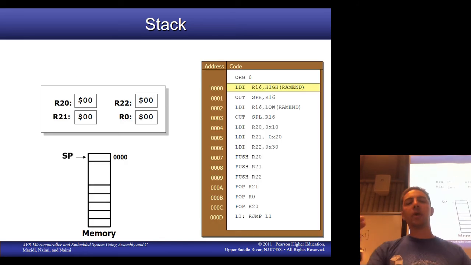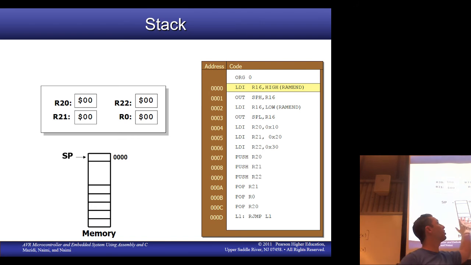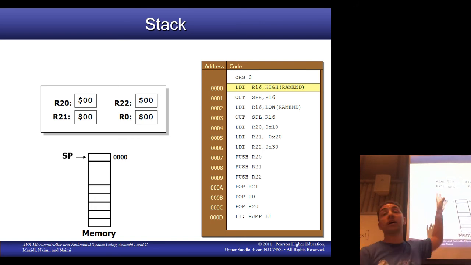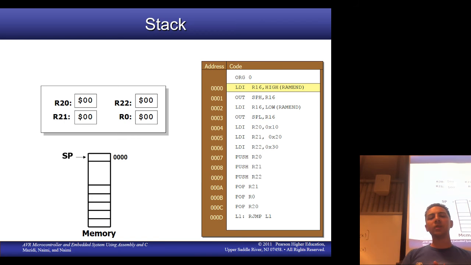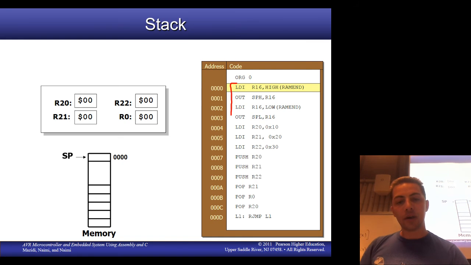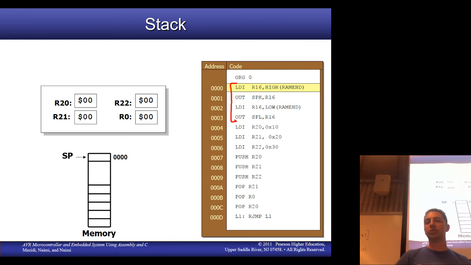Okay, so let's do a practical example. Here I've got some code with some pushes and some pops. I've got memory showing up here. Okay, I've got a few registers showing up. So the first thing that I do is I actually tell the stack pointer where to go. The first 4 lines here actually write to the stack pointer high and the stack pointer low I/O registers. RAM end is a special thing that comes from the include file, and high and low grab the high and the low bytes of those.